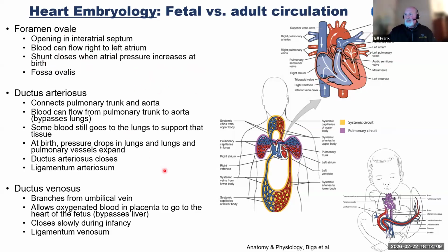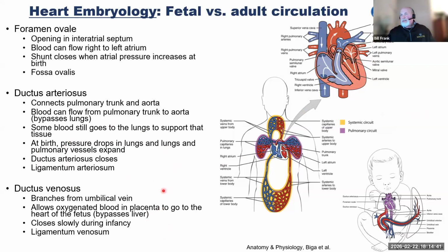The ductus arteriosus is a connection between the aorta and the pulmonary trunk, and it again allows the right-sided heart blood from the right side of the heart to transfer into the left system and into the aorta and to the body, again, because we don't need to send all of that blood to the lungs. So again, at birth, this is going to close and it will form the ligamentum arteriosum.